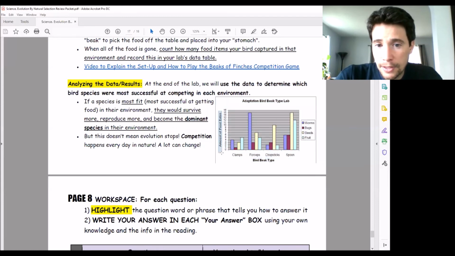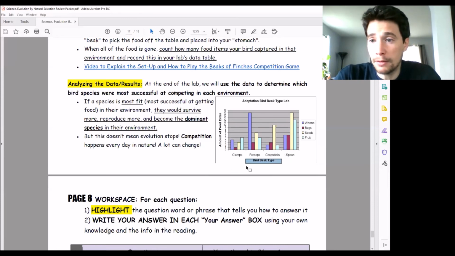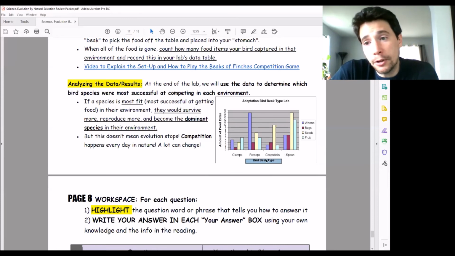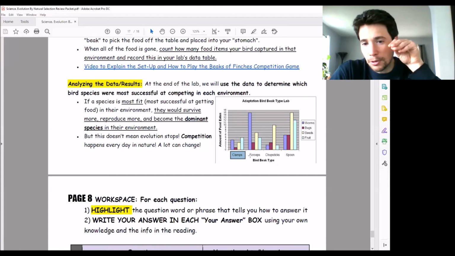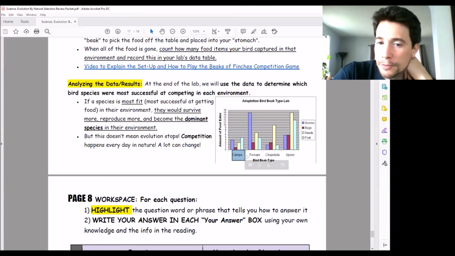And here on this axis, this talks about the amount of food eaten. So here's how much food was eaten. And the bottom here says bird beak type. So we've got different bird beaks, and based on the different beaks, they're eating different amounts of food. And if you check out clamps, birds with the clamp beak type, we're in beak type here on the bottom, the clamp beak types, it doesn't look like they were great at getting any of the food types.